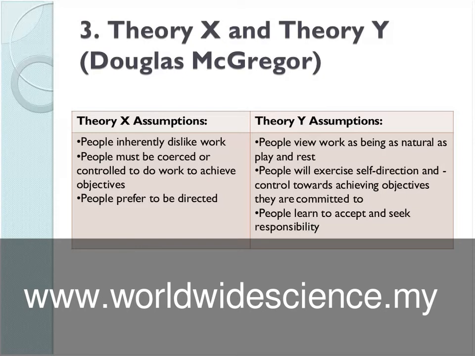Let's see the theory X assumptions. Here are the theory X assumptions: people are lazy and do not want to work. People inherently dislike work. People must be coerced or controlled to do work to achieve objectives, and people prefer to be directed. And the theory Y assumption here is that people view work as being as natural as play and rest. They enjoy their work, they're satisfied, and people will exercise self-direction and self-control toward achieving the objectives they are committed to, and people learn to accept and seek responsibility.